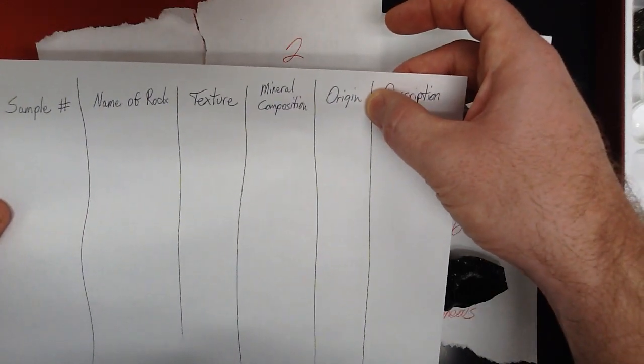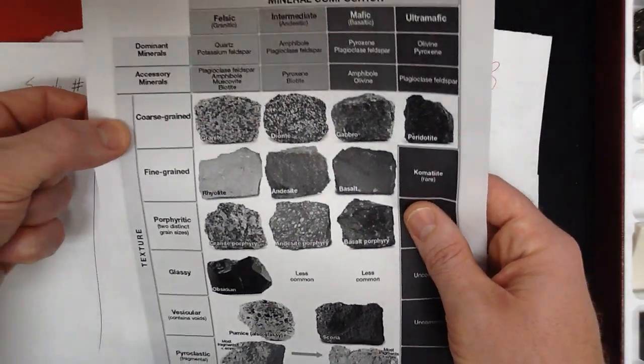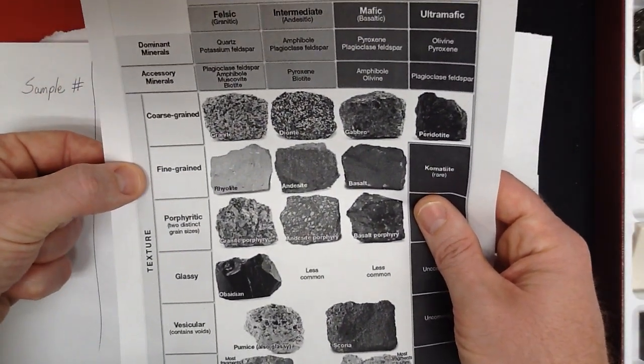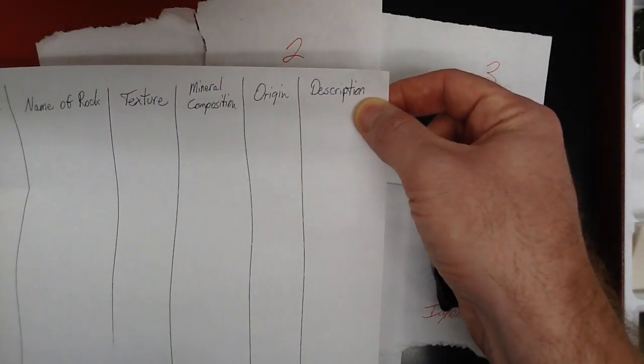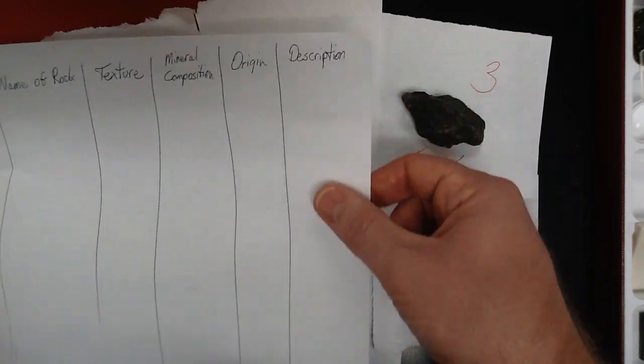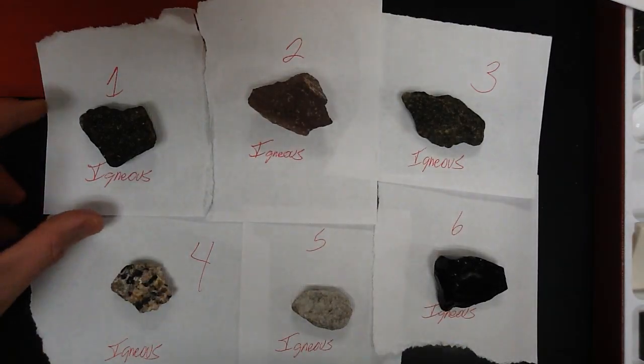And then the origin of the rock. So was it an extrusive rock that formed as a volcanic rock, or was it intrusive, that cooled beneath the Earth's surface? And then if there are any other things that help you identify the rock, I should have a place for you to put those in as well. So now let's go ahead and look at the rocks themselves.